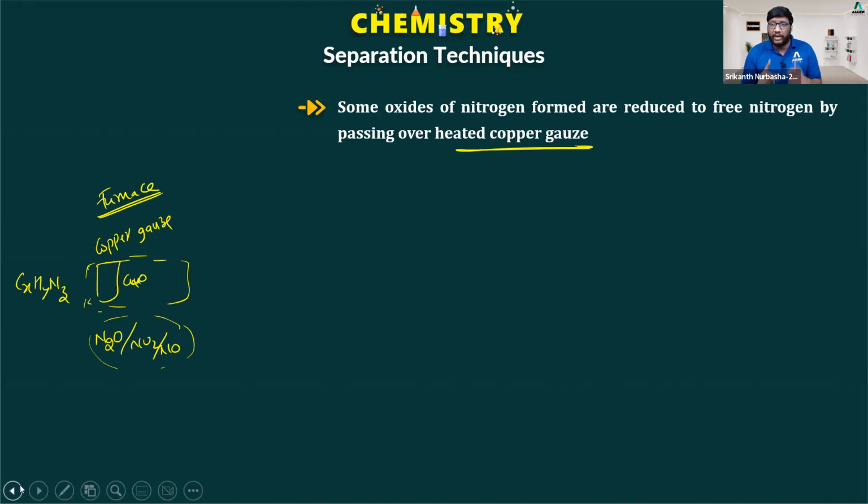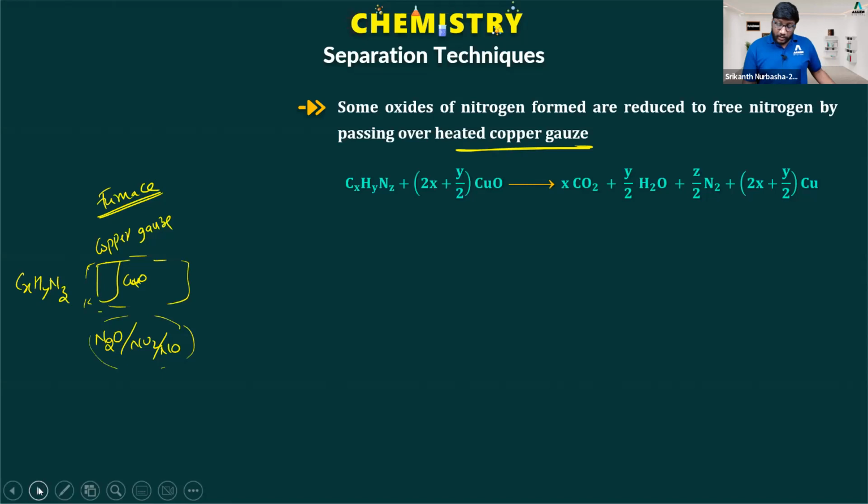Okay, CxHyNz: carbon is converted to carbon dioxide, hydrogen to water. Nitrogen is converted to N2, but in the process of conversion, there is a possibility of oxide formation. Those oxides are also reduced to N2. How? By passing over heated copper gauze. This was the equation.